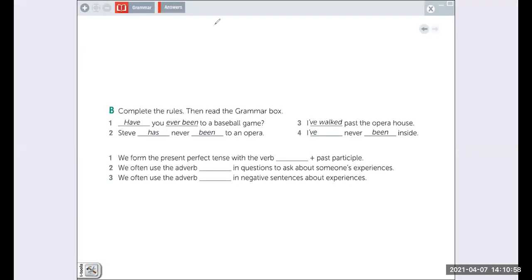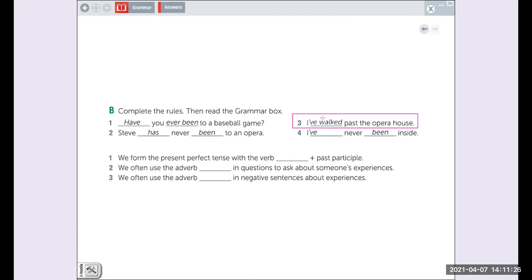What do you write first in the affirmative sentences? Let's see here. This is an affirmative sentence, right? What do you write first in the affirmative sentence? Subject. Subject. After the subject? Have. Have. Okay. After have? The verb. The verb. Okay. In which form?